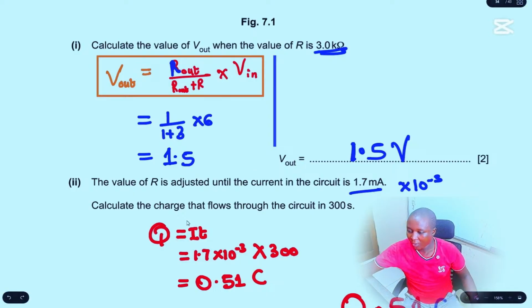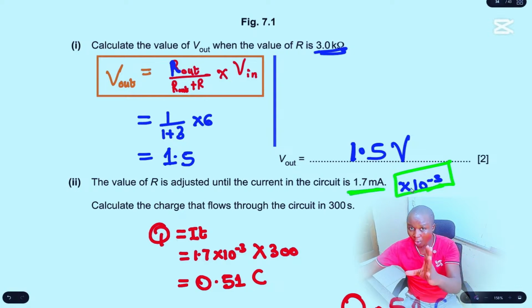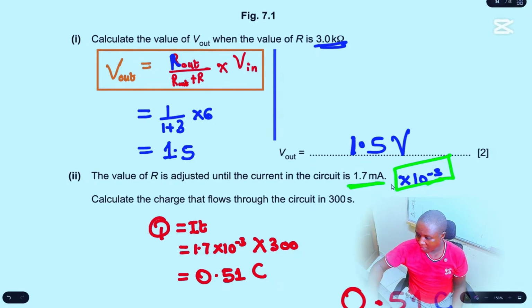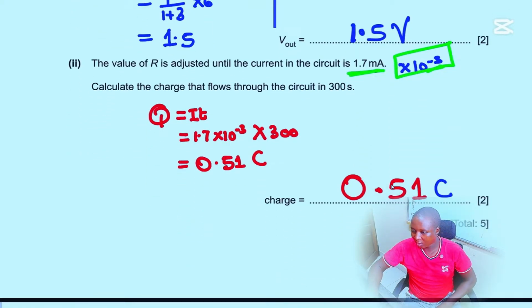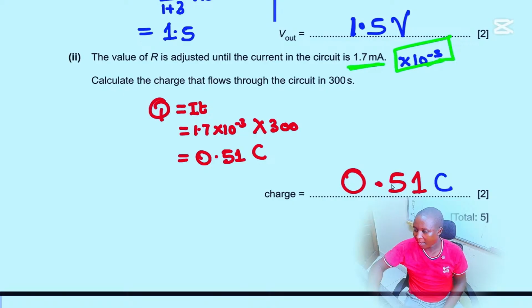Then the value of R is adjusted until the current is 1.7 milliamperes. If you are converting milliamperes to amperes, you multiply by 10 raised to power negative 3. If it's kilo, you multiply by 1000. Then moving on, in this section you're going to use the formula charge equals I times T, whereby we're going to get our final answer being equivalent to 0.51.